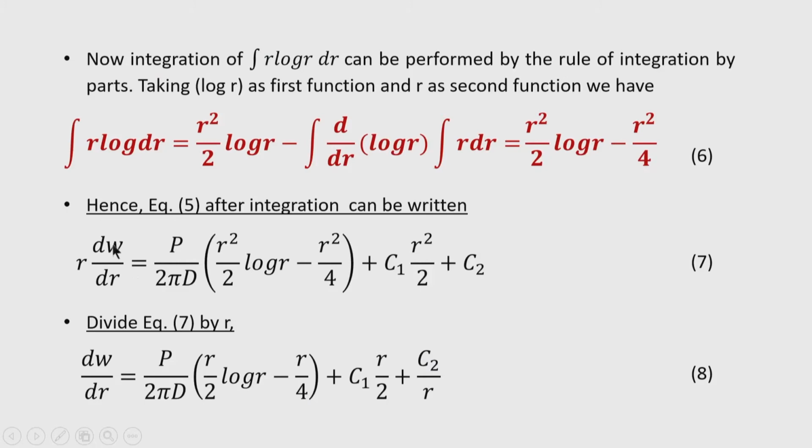Now we are reaching our target, that means we have to obtain W, the deflected surface. The one more step is to divide equation 7 by r, so that we get a sole expression of dw/dr, and after this final integration we will be able to get W. So, dividing both sides by r, we get on the left hand side dw/dr, that is the slope of the plate, equal to P by 2 pi D times (r by 2 log r minus r by 4) plus C1 r by 2 plus C2 by r.